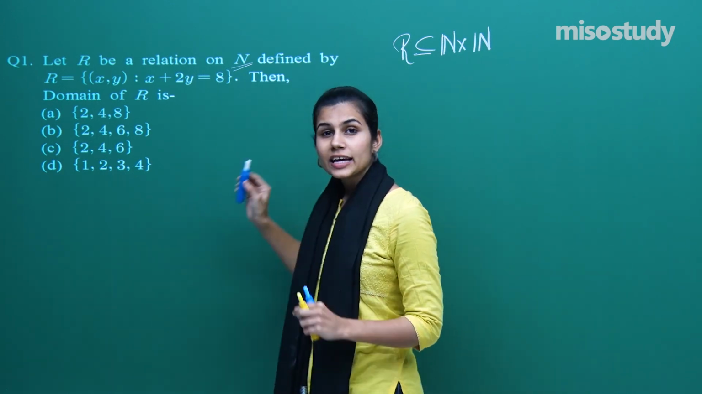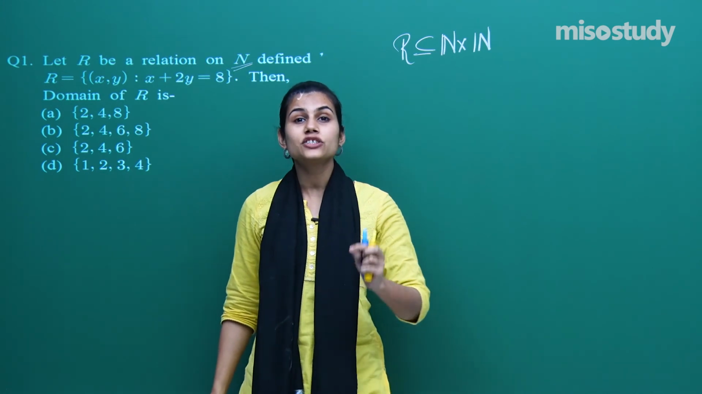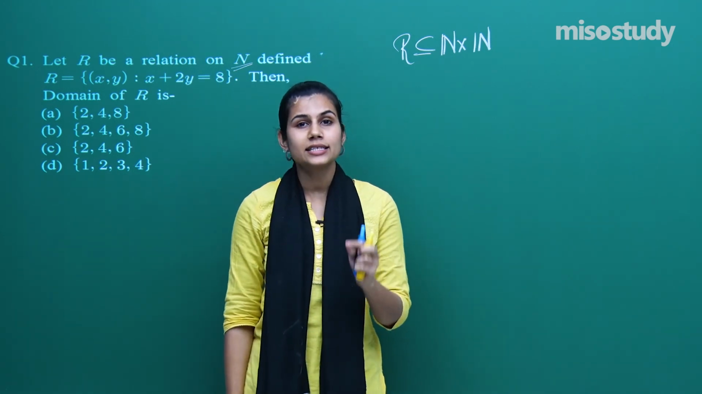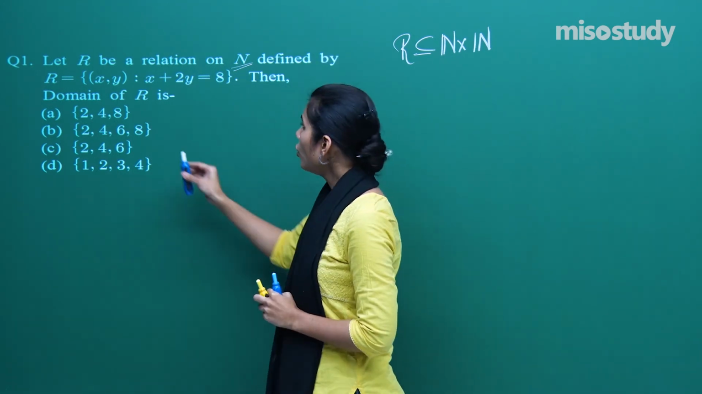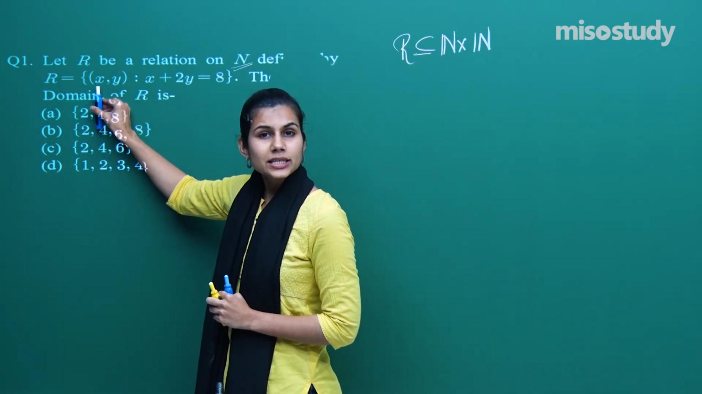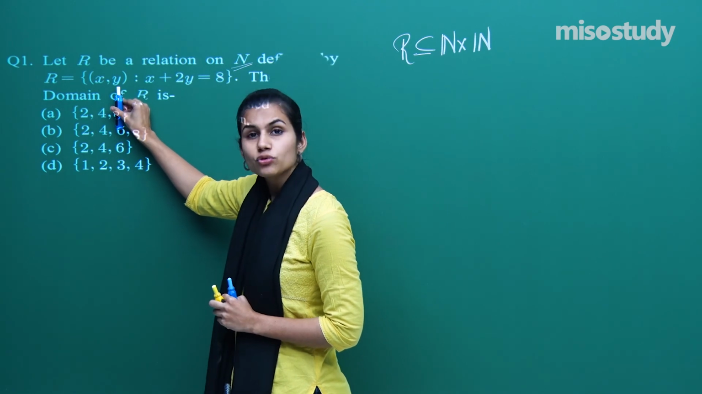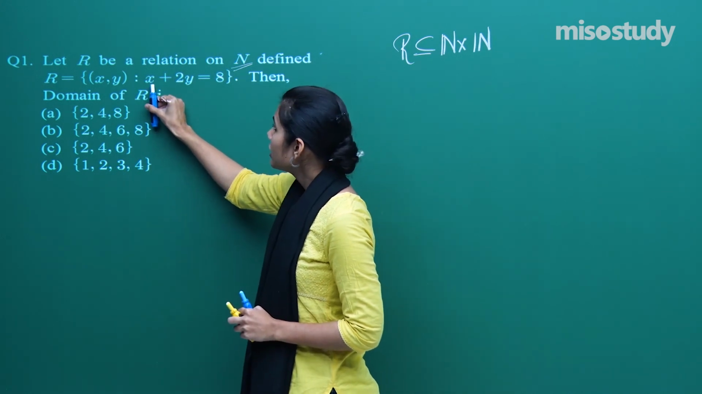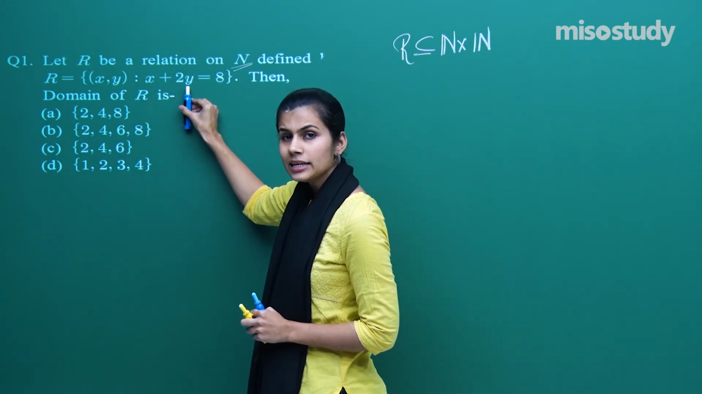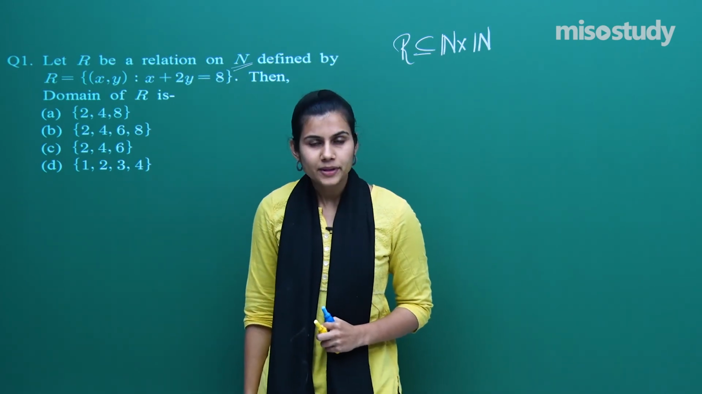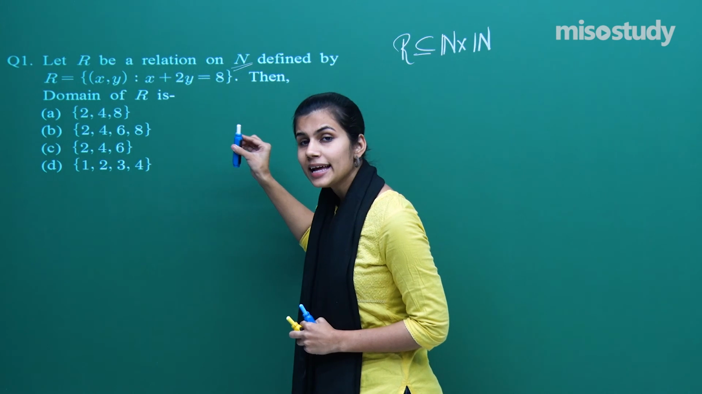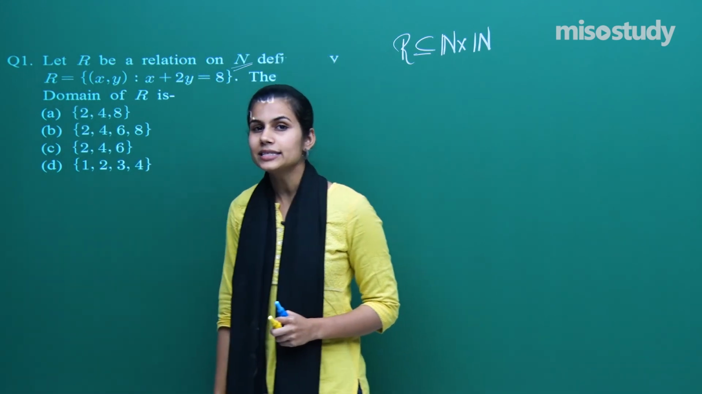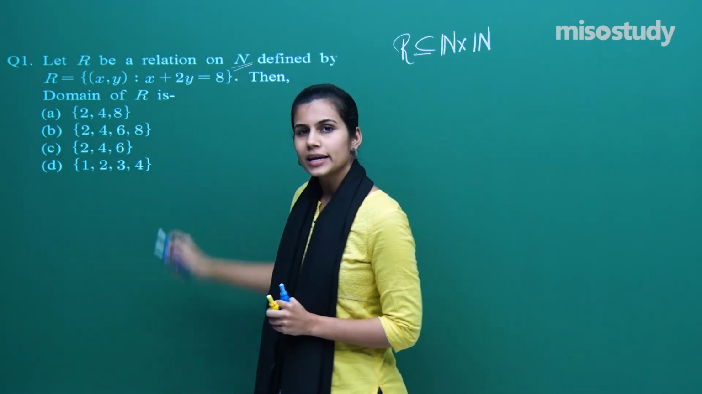Defined by, now they are given how the elements of N are related to the elements of N, because mind it, both the sets involved, the first and the second, are the set of natural numbers only. So the first element from this collection of natural numbers is related to the other member of the collection of natural numbers, provided the first number plus twice the second number gives you an 8 as the answer. It is only then that x will be related to y and the ordered pair (x, y) is going to land inside the set R, provided x + 2y is 8.